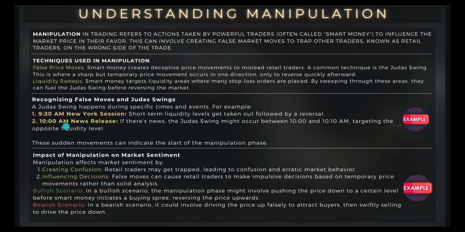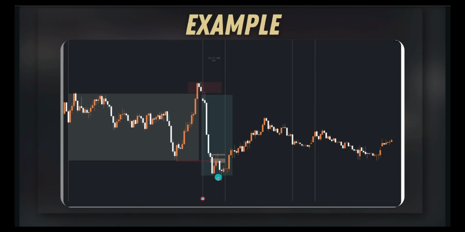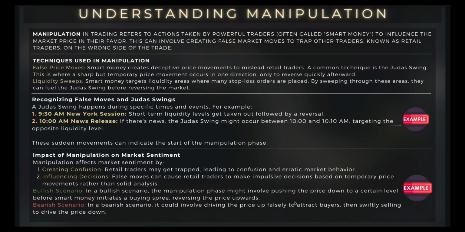So I actually got an example with the 10 a.m. news release here. There was some news injected here at 10, and as you can see, you have some accumulation. Then the manipulation part. The manipulation actually occurred slightly before news, or it could have been in anticipation of it. But once news came out, price decided to move or reverse downward. And as you can see, price went down and took out the liquidity on the opposite side. Pretty neat, huh?